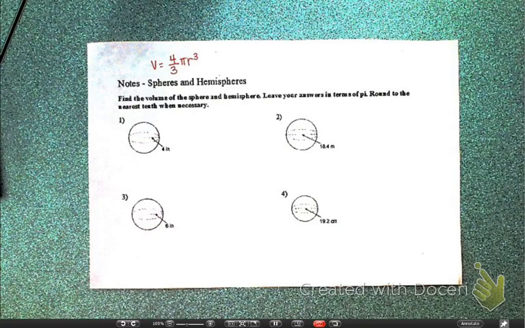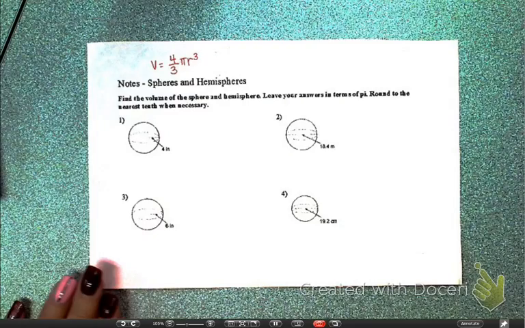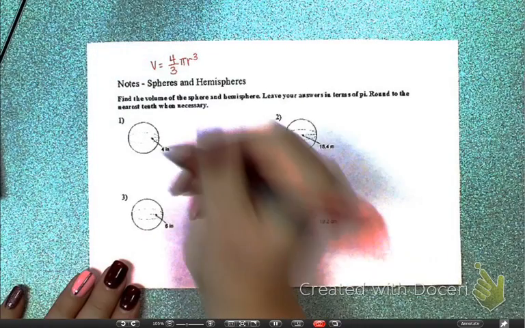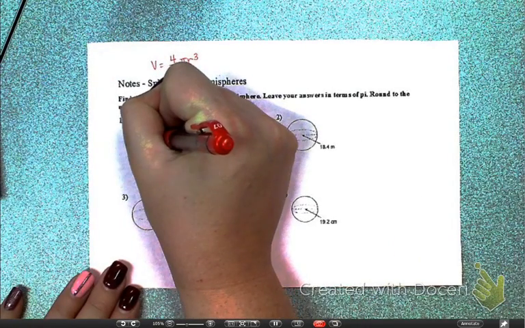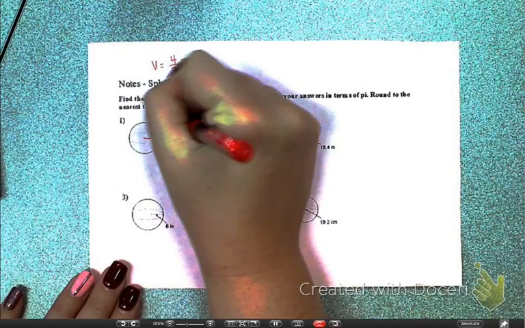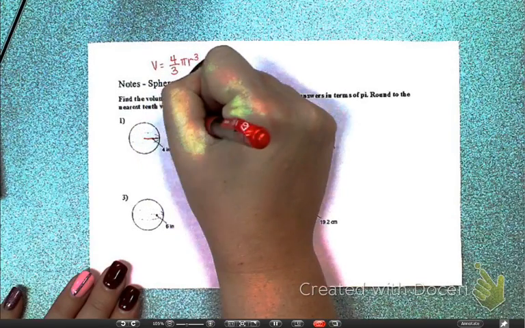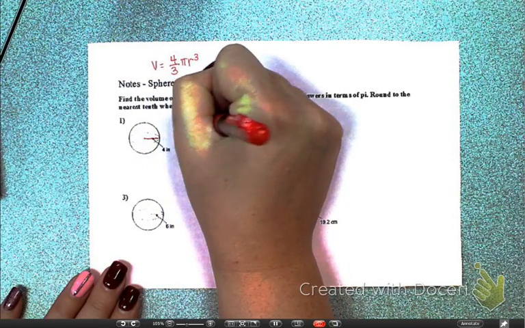Before I even solve number 1, what information do you have to know to find the volume of a sphere? The radius. So looking at number 1, what is my radius? 4. Okay, that is the radius here. So 4/3 pi times 4 cubed.